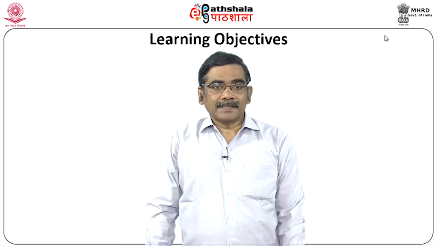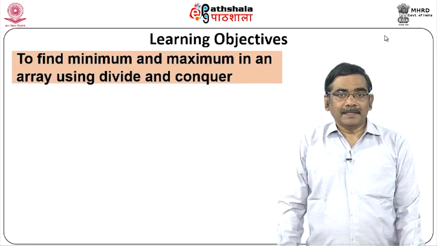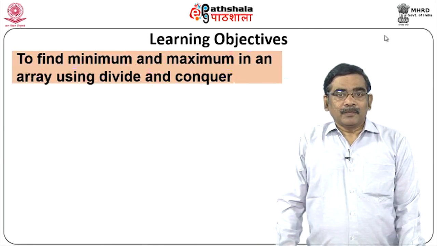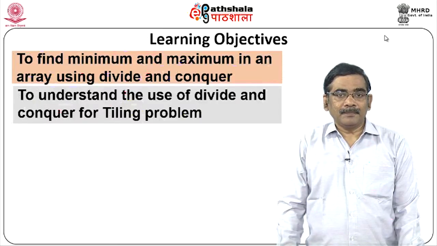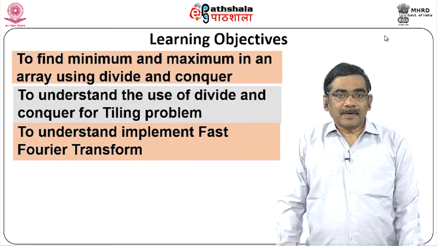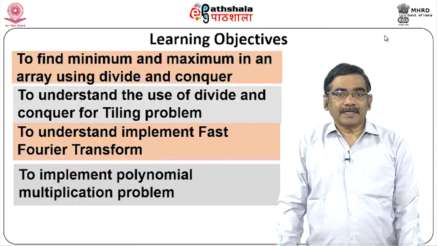We are going to discuss how to find the minimum and maximum number in an array using the divide and conquer strategy. We are going to discuss how to apply the divide and conquer paradigm to the popular problem called the tiling problem. We are going to discuss the fast Fourier transform, and then how to apply the fast Fourier transform to one of the most popular problems, polynomial multiplication.